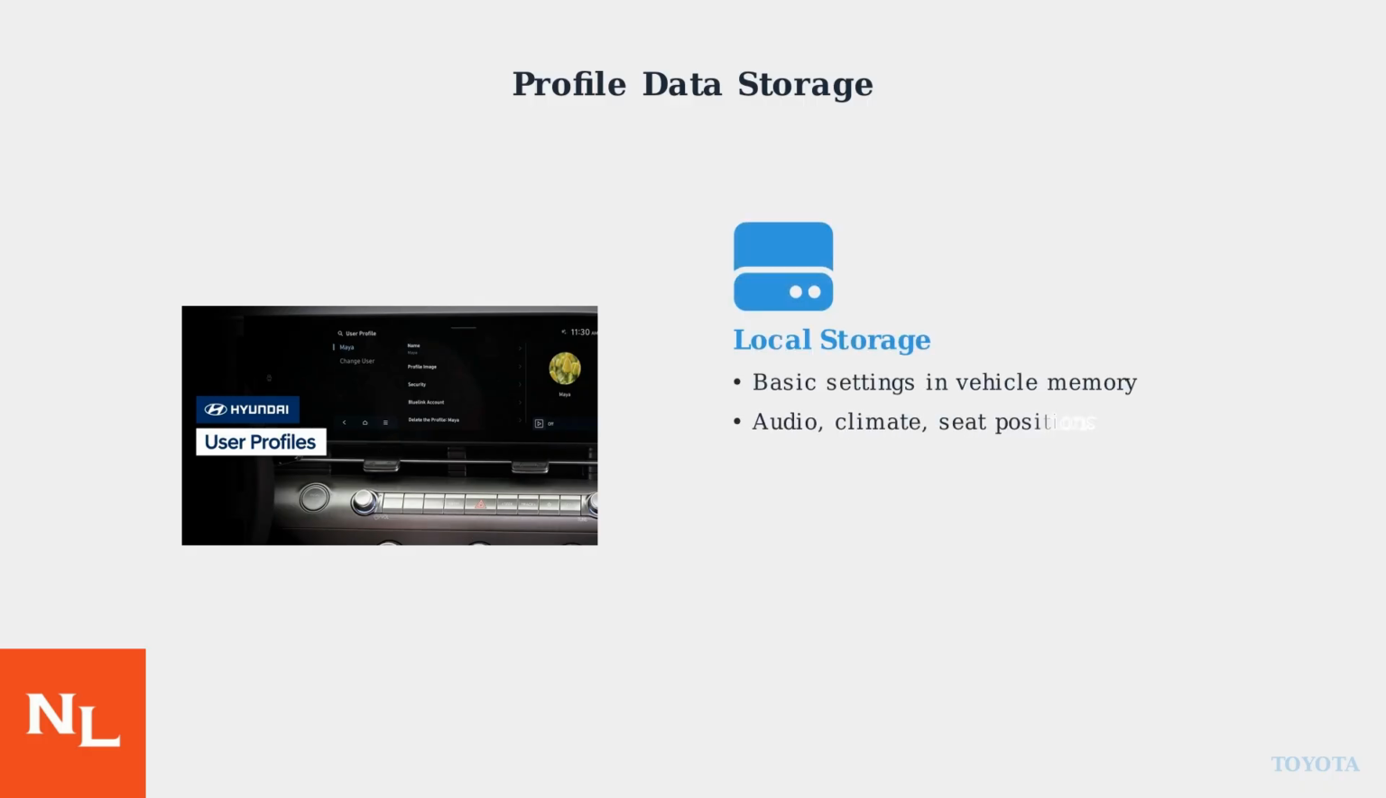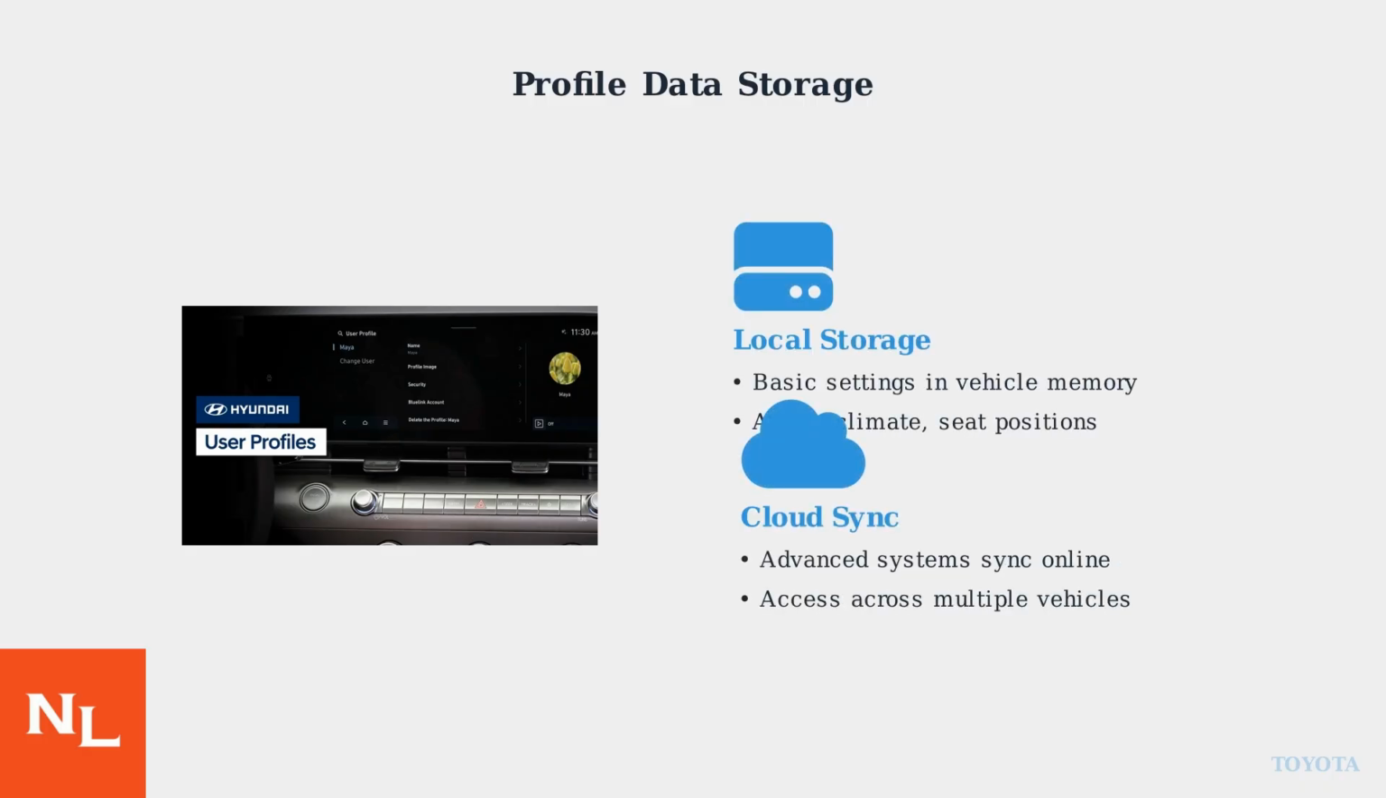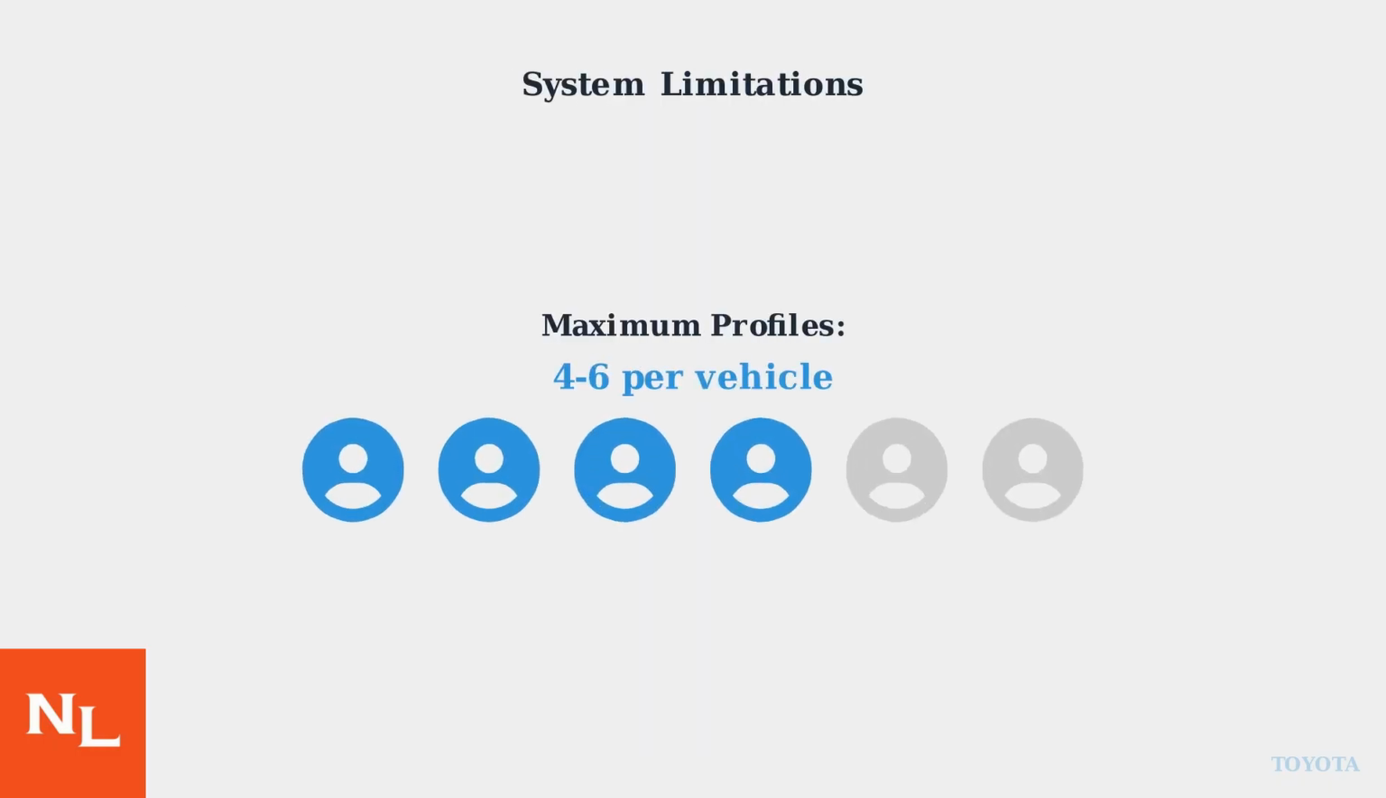Understanding how your profile data is stored is important for managing your settings effectively. Basic settings are stored locally in your vehicle's memory, while advanced systems can sync your preferences to the cloud. Toyota multimedia systems typically support between 4 to 6 user profiles per vehicle. This limitation ensures system performance while accommodating most family needs.